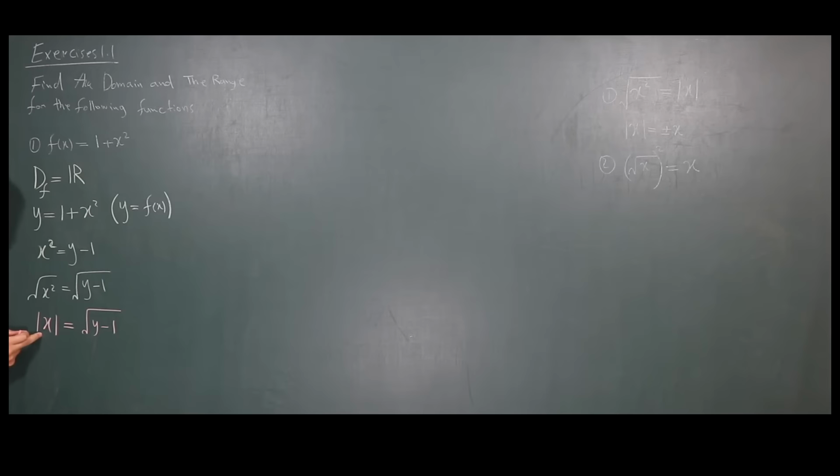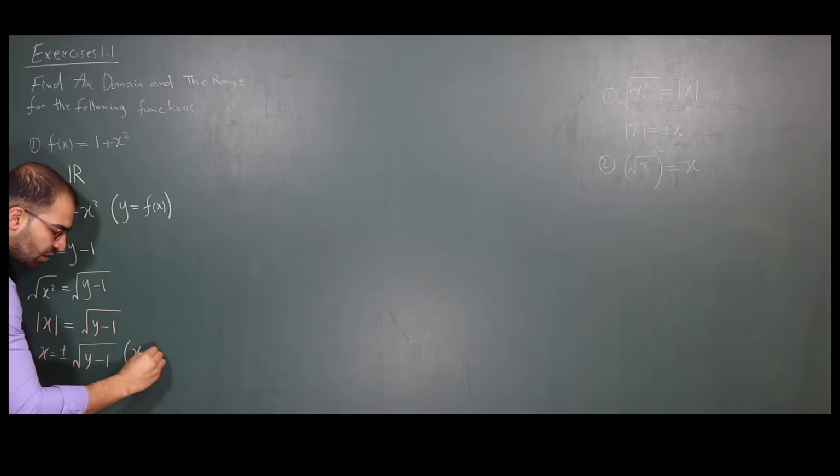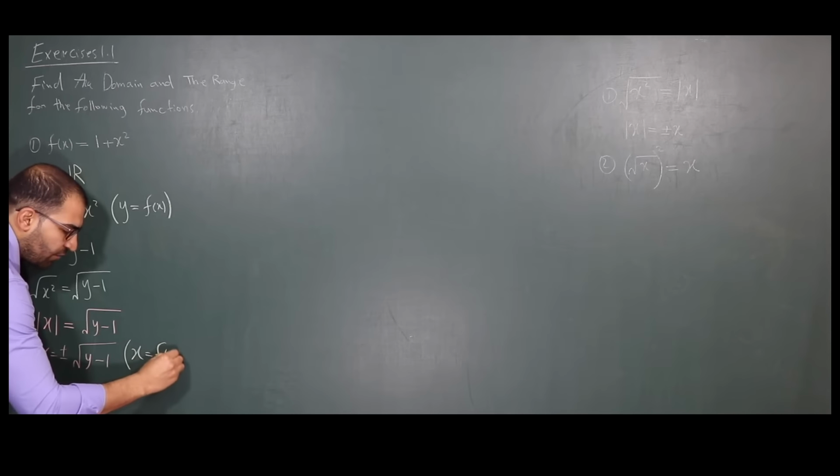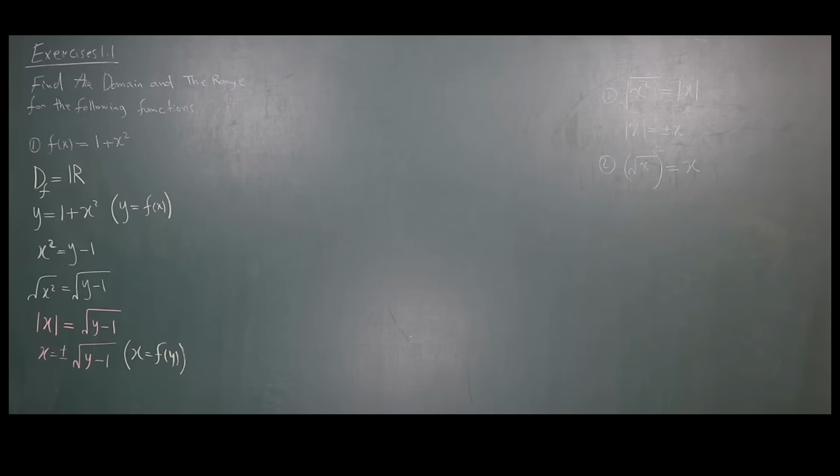And after I apply the absolute value, I will put the plus minus, but I will move them to that side. So x equal to plus minus the square root of y minus 1. Now I found the new formation. This is the new formation, which is x equal to a function written in terms of y.